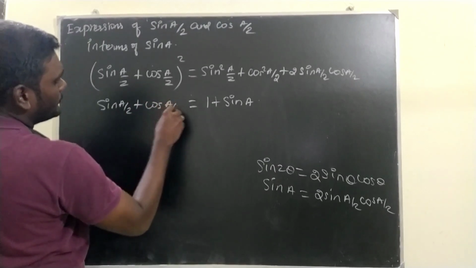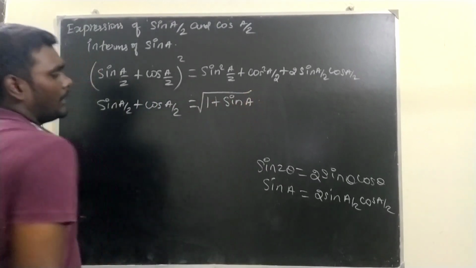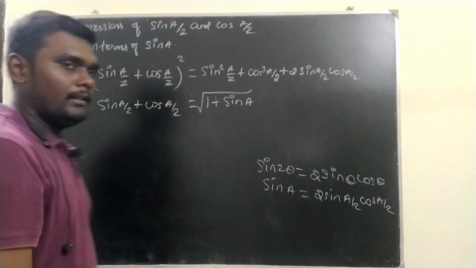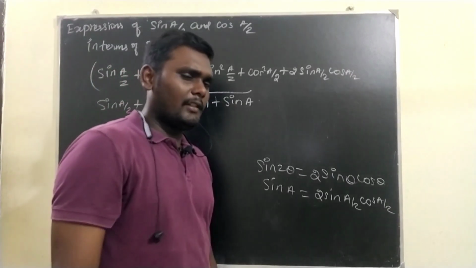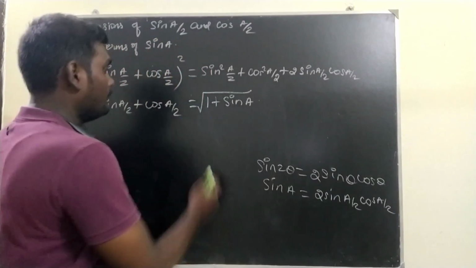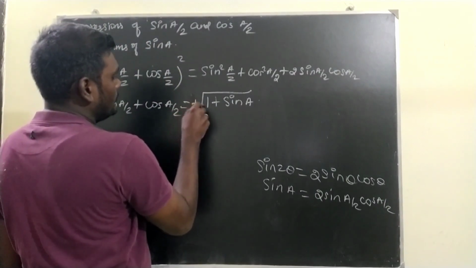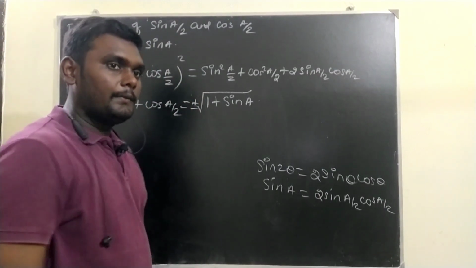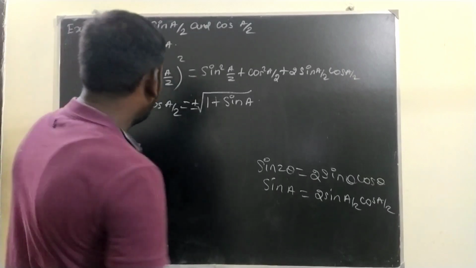Similarly, now what is the value of sin A by 2 plus cos A by 2? The square goes to the other side, we will take the square root on both sides. Not only simply the square root, it is plus or minus root of 1 plus sin A.